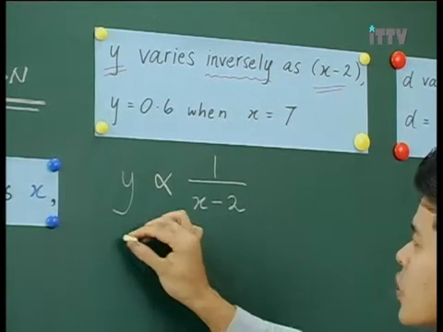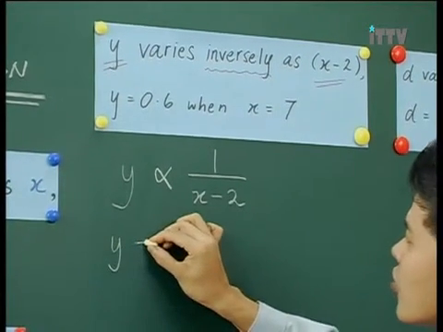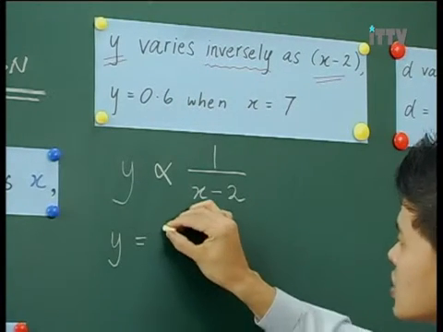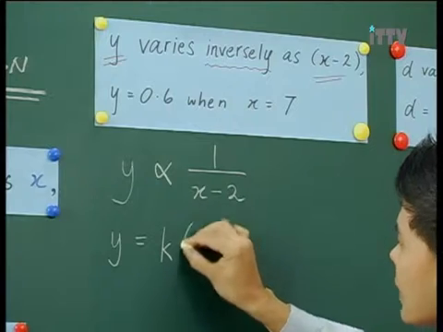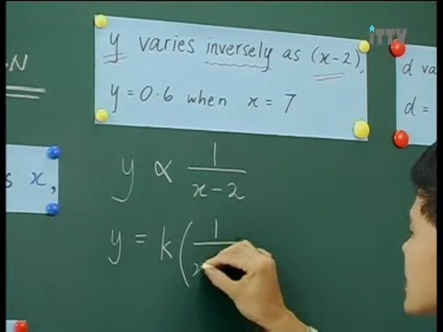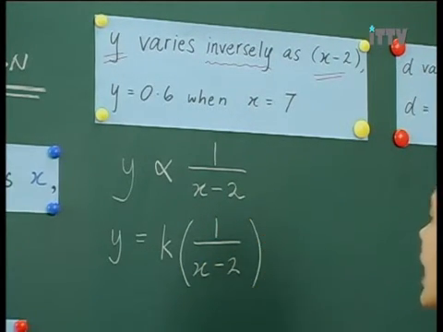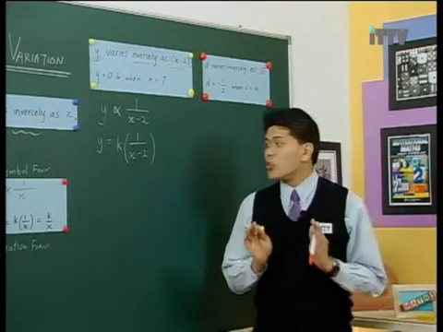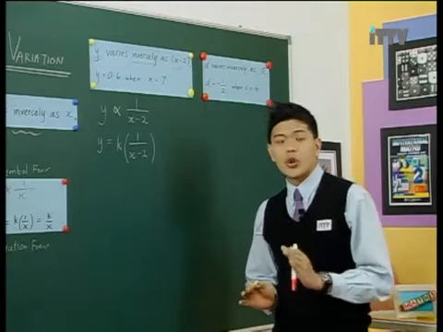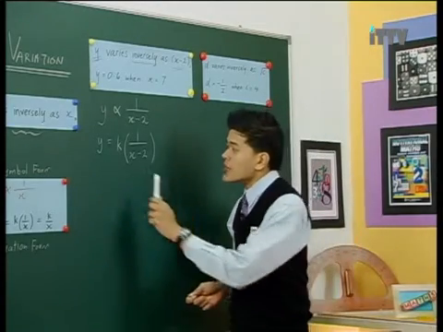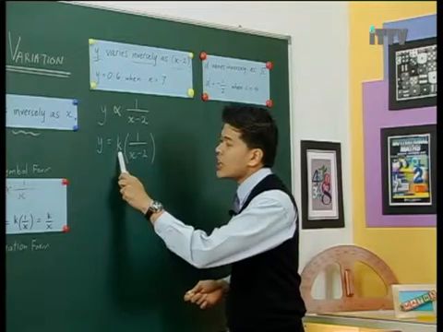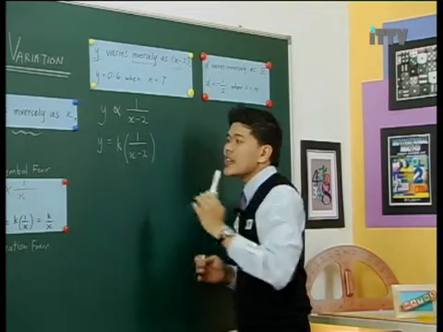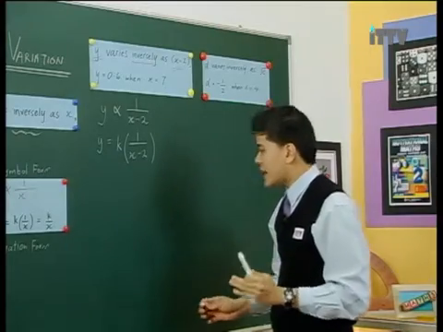Next step, because we are about to find an equation, convert it to equation form by changing the symbol. Every time you change to equation form, multiply 1 over x minus 2 in this case with k, which is the constant of proportion. Before you can find the equation of y in terms of x, you must always find the value of k. And that is step 3, guys. How are you going to find k? By substituting given values of y and x.